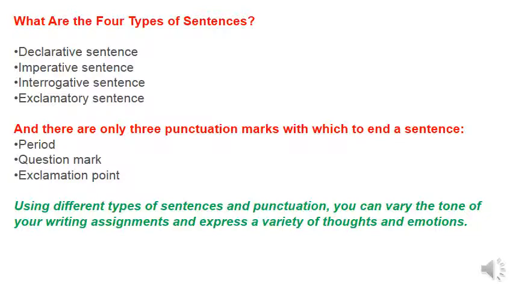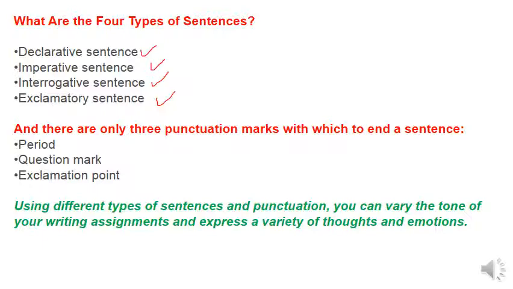What are the 4 types of sentences? We have 4 main types of sentences. We are going to start with the first kind, which is declarative sentence. The second is imperative sentence. The third is interrogative sentence. And the last kind is exclamatory sentence. Each one of these sentences has a special punctuation mark.